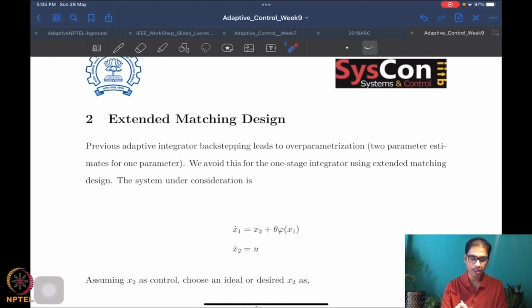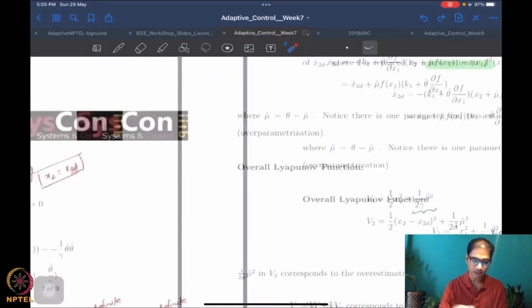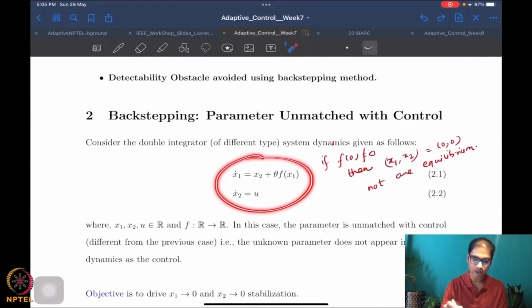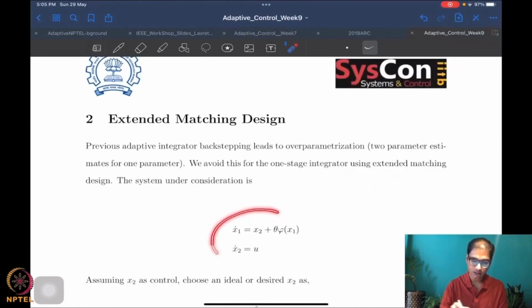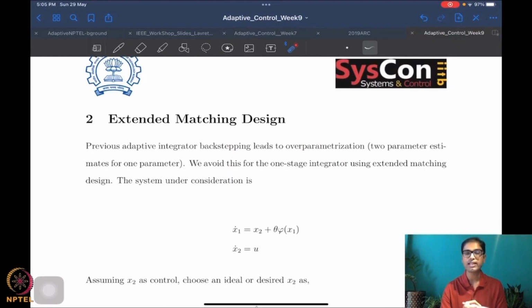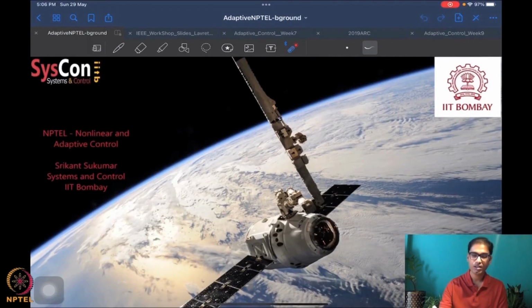But the system is again the same scalar system that we saw in week 7. Let me go back and try to match it. So this is the exact same system. If you see, these two look exactly identical, right? And now we want to do extended matching design, which means that we do not want to have multiple parameter estimates anymore, just one. And that's what you will see in the subsequent lecture.